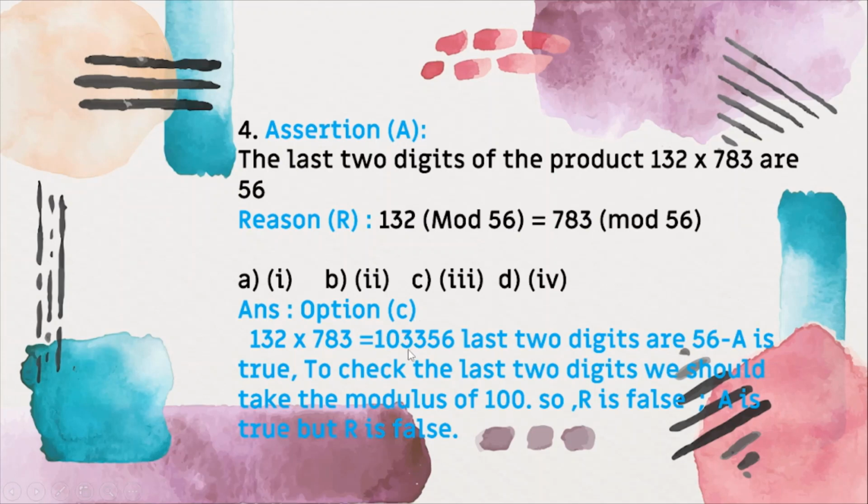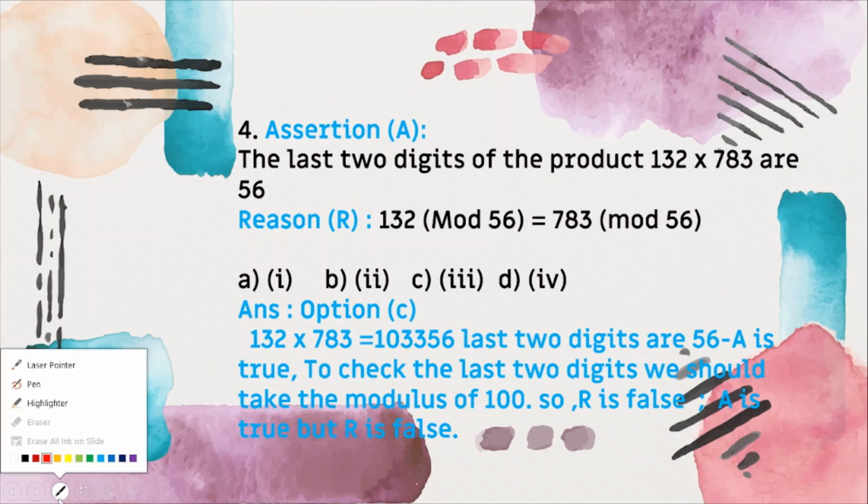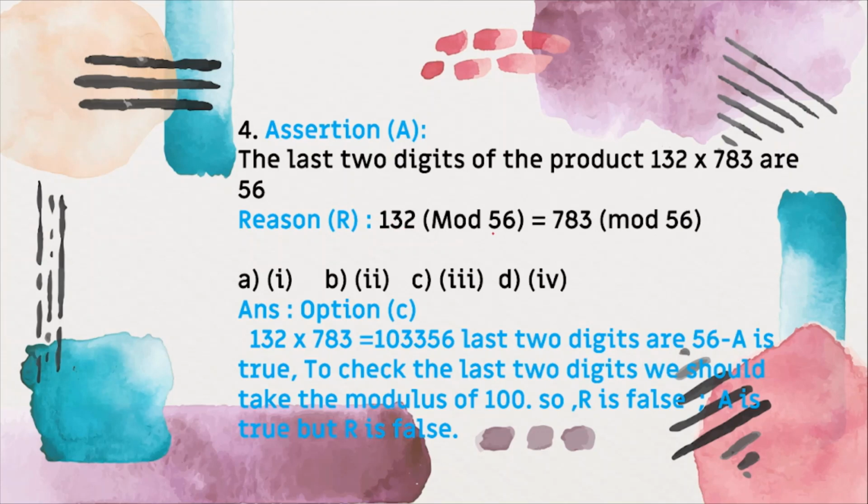Why did I explain this by taking the multiplication? Because sometimes, if you take mod 56 of 132, what will happen? 100, 112. 112 means 20 will be the remainder. In the same way, if you get equal remainders here, the reason would become a correct statement. So for that alone, we are doing it like this. See here, 132 mod 56: take 2 times 56, which is 112, so I get remainder 20.